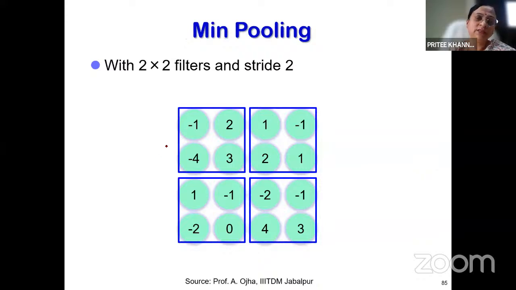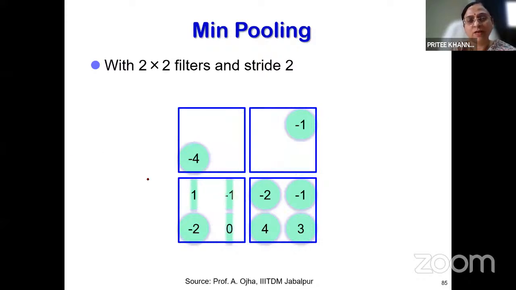Similarly, it is min pooling. So you will take the minimum of these. Which is the minimum of this? -4. Again here -1. Here -2, here again minus.